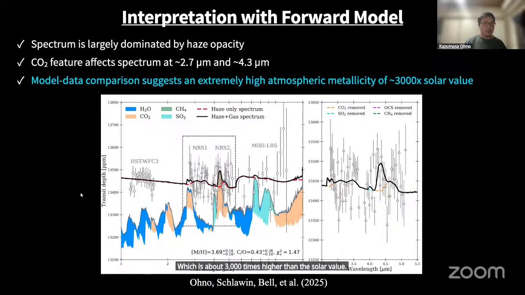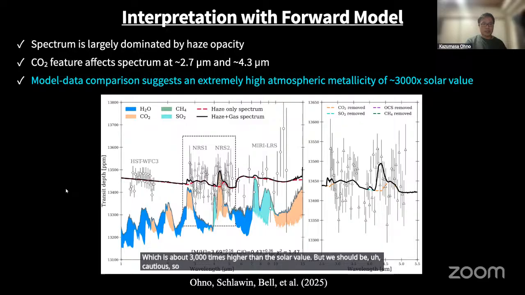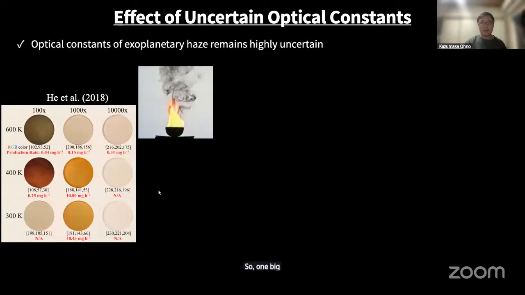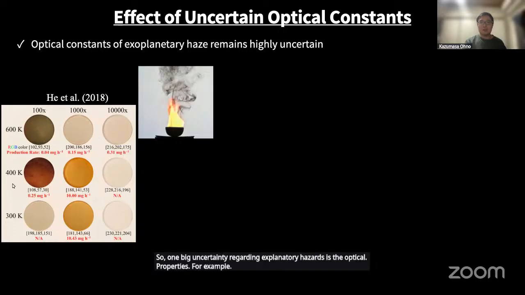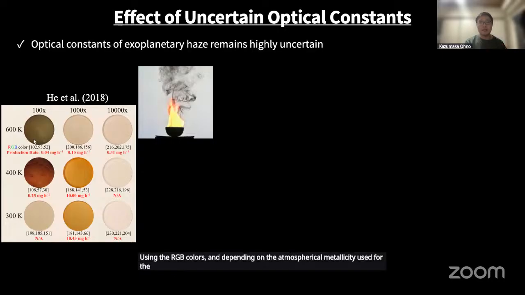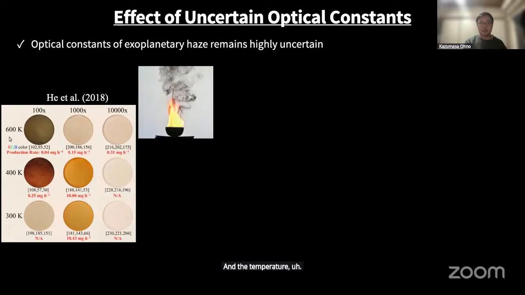But we should be cautious, because basically haze properties are very uncertain for exoplanetary atmospheres. One big uncertainty regarding exoplanetary hazes is their optical properties. For example, this picture shows experimentally produced haze analogs in RGB colors, depending on the atmospheric metallicity used for the haze ingredients and the temperature in the experimental setup. This study shows the variety of the color, or the optical constants in other words.